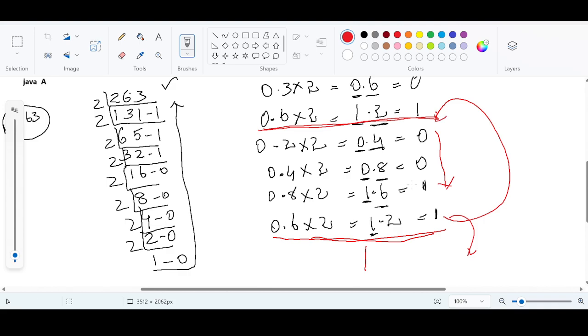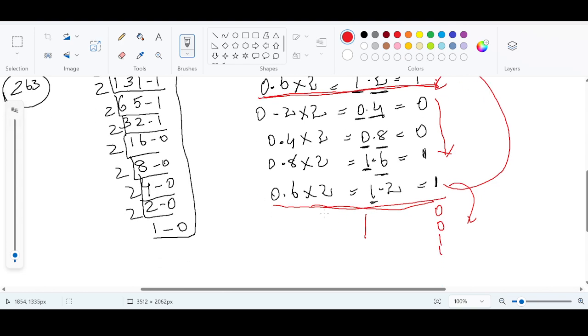Yes or no? What would be the answers you will get? 0, 0, 1, 1. So these values are repetitive over and over again. So I can conclude here that the moment you find this pattern, you can stop performing this.